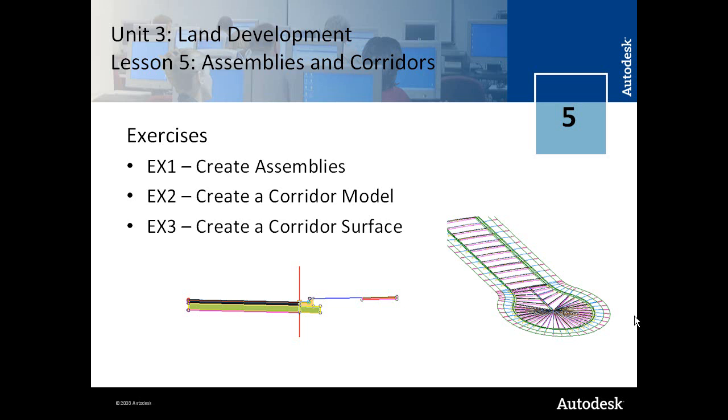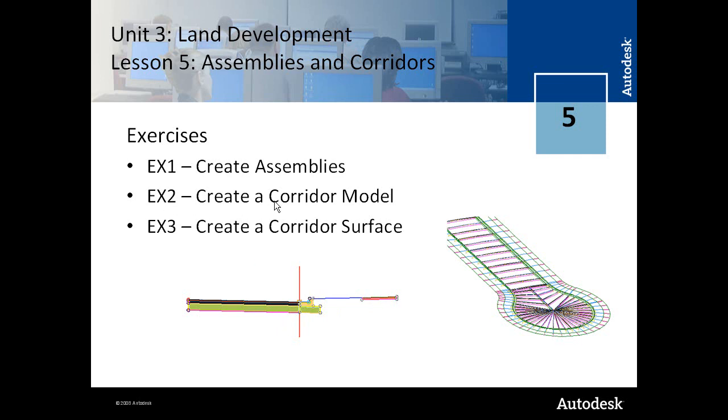Unit 3, Lesson 5 addresses assemblies and corridors for modeling subdivision roads. In Exercise 1, you learn how to create the assembly, which is the typical section for the roadway, and is created by adding subassemblies, which are the individual components of the typical section.